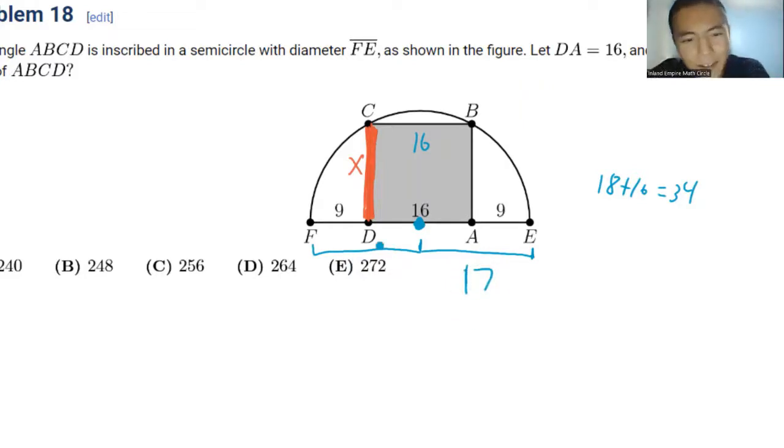Well, that's something we figured out, the radius, which is good, but we haven't quite gotten the red side yet. So how can we use the radius here? Now that we know the radius, how can we find the red side?